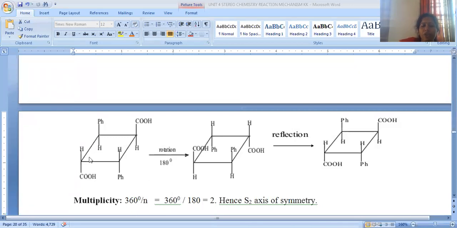What do we have to do? After rotation, the molecule should be reflected with a mirror. When both the molecules are identical with reflection, that is called the alternating axis of symmetry. This is called the alternating axis of symmetry.